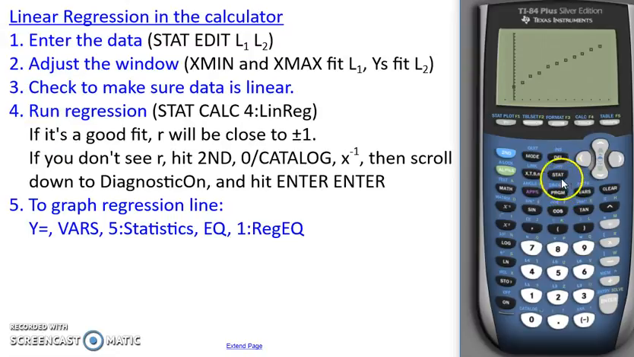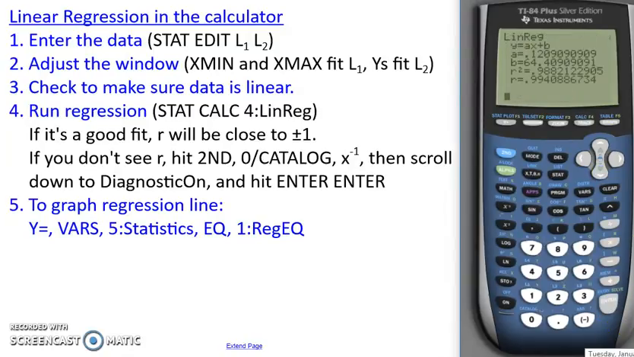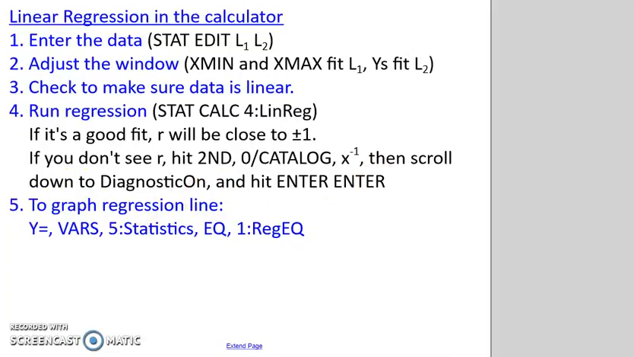To run a regression, that is to say, what's the best line? Stat. So we did stat edit last time. Now we're going to stat calc. So hit the right button and LinReg. That stands for linear as in line, and reg as in regression. We'll go there. And then enter. Okay. And it's going to show up for us. As you can see here, R is really close to 1, so that's a really good fit. If your R doesn't show up, then you can follow these directions right here.